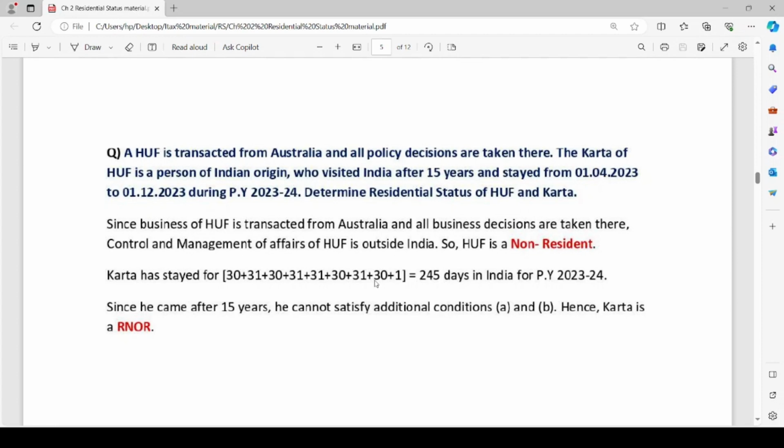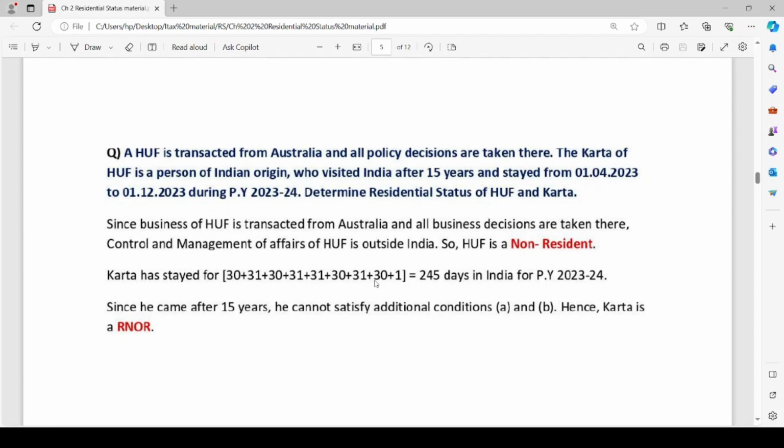But in the other case, if the control and management of affairs, that is the business decisions, are taken partly in India, in such a case we classify the HUF as resident. And further we have to classify it into ROR or RNOR, which will depend upon the residential status of Karta. Hence, since the Karta is RNOR, in such a case the HUF will also be RNOR.